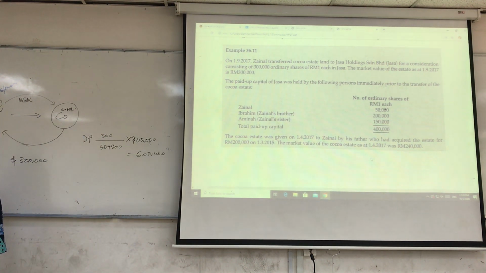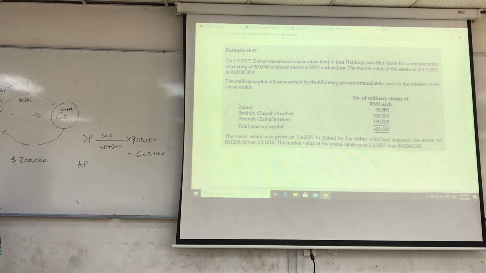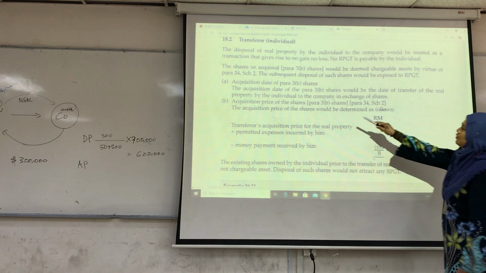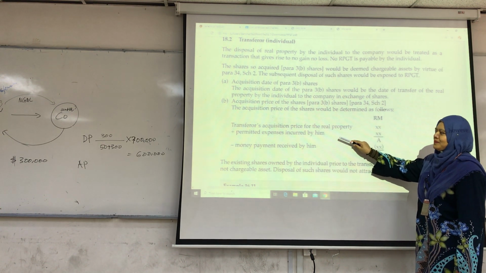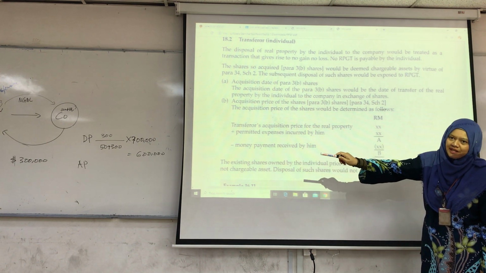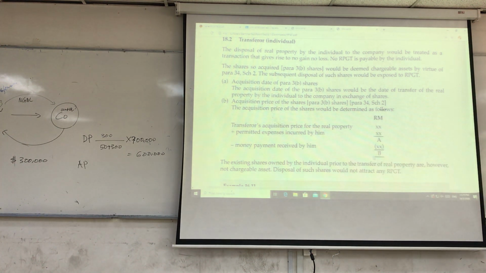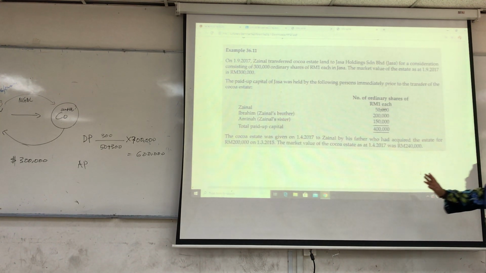We are looking at the shares now. What is the acquisition price of the shares? How to compute the AP of the shares? Acquisition price of the shares is the AP of the transferor plus permitted expenses incurred by him. Any cash payment? No, because everything is in shares. So what is the AP of the transferor? Interestingly, where do you get that property? The Coco Estate, alright, Zainal.